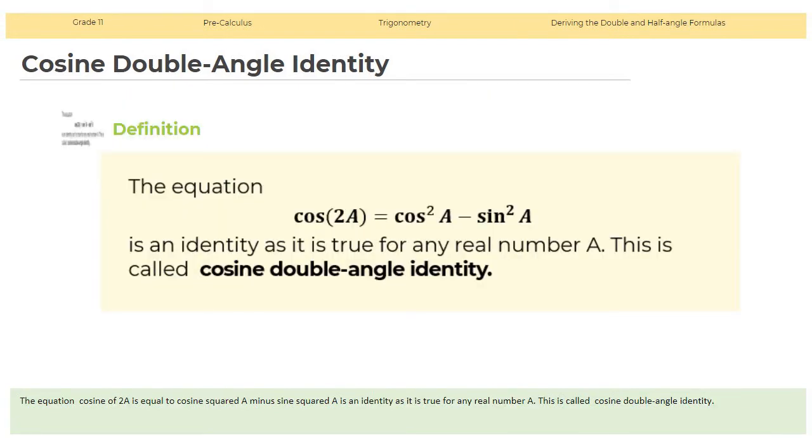Cosine double angle identity. The equation cosine 2a equals cosine square a minus sine square a is an identity as it is true for any real number a. This is called cosine double angle identity.